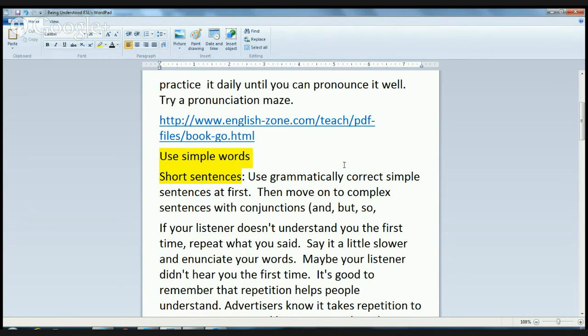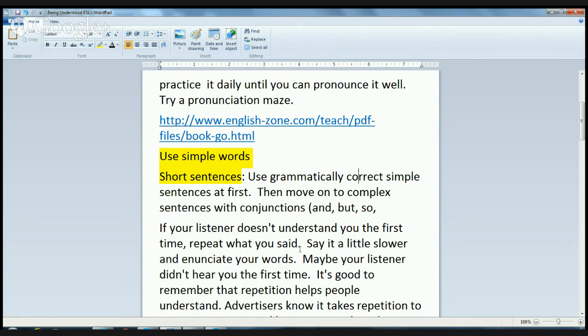I may combine short sentences with a conjunction. But practice it. Don't start off with the $1 million sentences. Start off with the $2 sentences and then work your way up. Okay, that would be a suggestion. Now here's another suggestion. If your listener does not understand you the first time, repeat what you said.